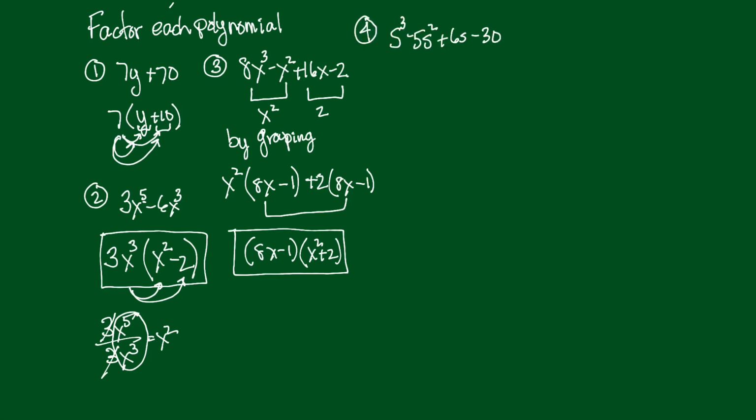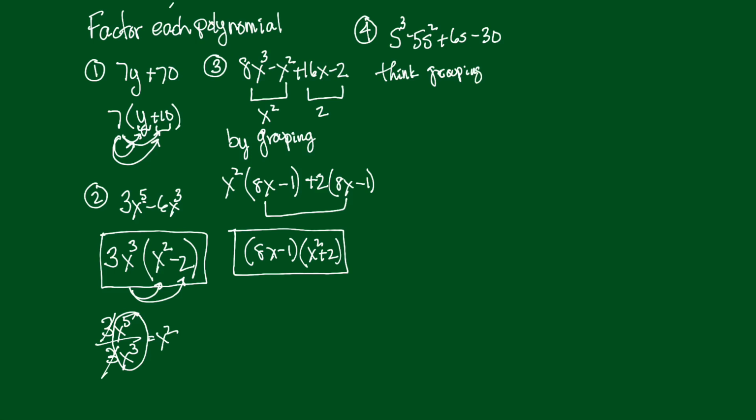Now, in number 4, we have 4 terms, and there's nothing common all the way through, right? There's s's here, but no s over here. So there's nothing in common. So when there's nothing in common and I have an even number of terms, I'm going to think grouping, all right? So think about grouping.